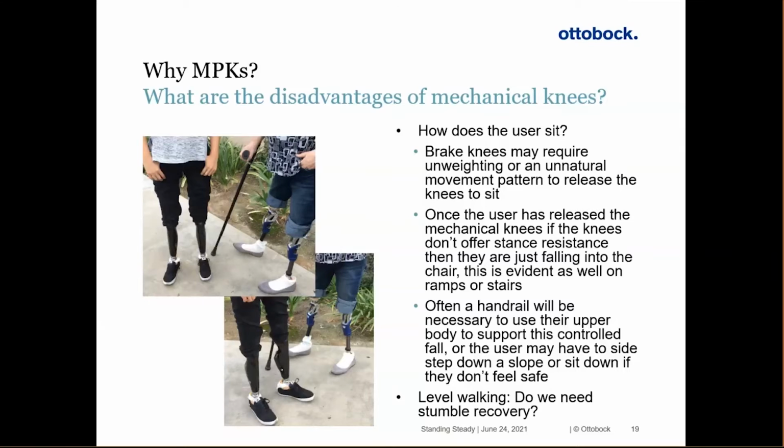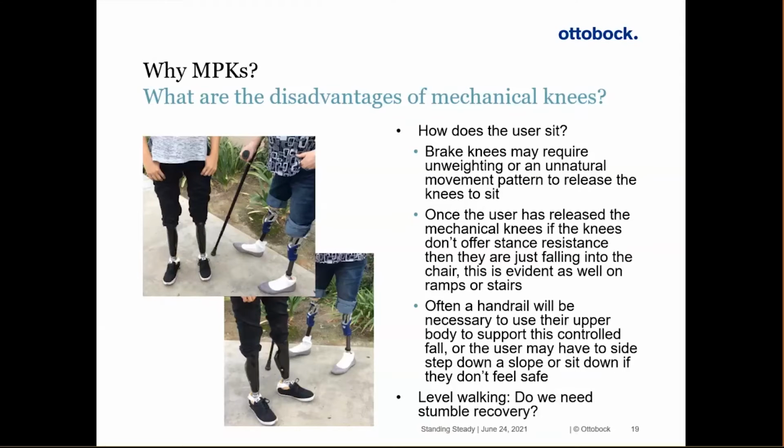And then once the user has released the mechanical knees, if they don't offer any stance resistance, then they're really falling back. And that's evident on ramps and stairs as well. So they may just be falling down the ramp quickly, having to go as fast as they can, or into the stair. And that can be jarring to the rest of the body, thinking of that overall big picture. Often a handrail will be necessary to use their upper body to support that controlled fall, or the user might have to just modify, sit down, or sidestep down the slope, or avoid it altogether. And that can be unfortunate and difficult in our world in general.